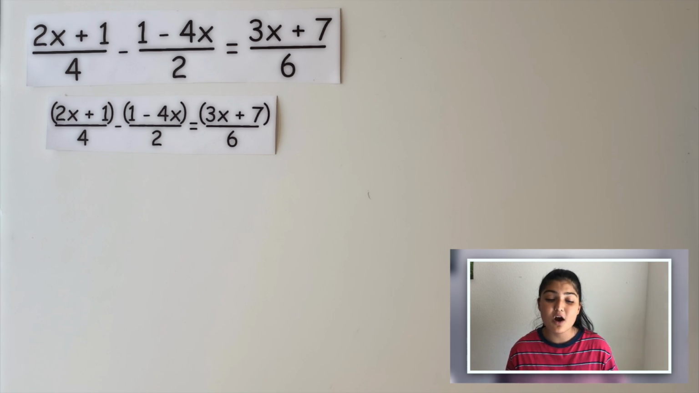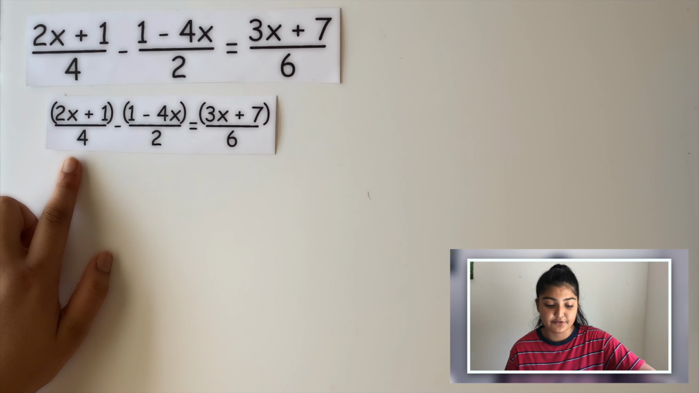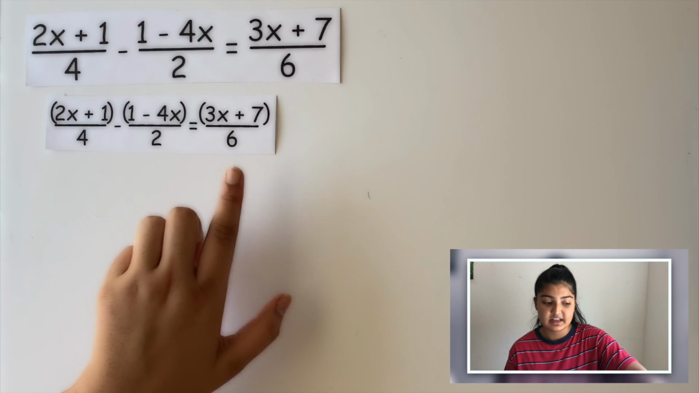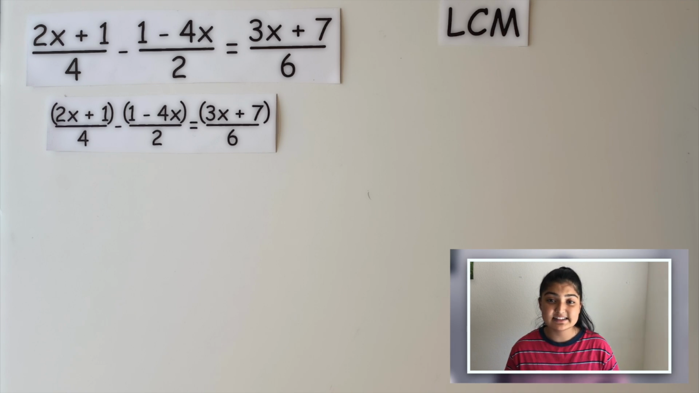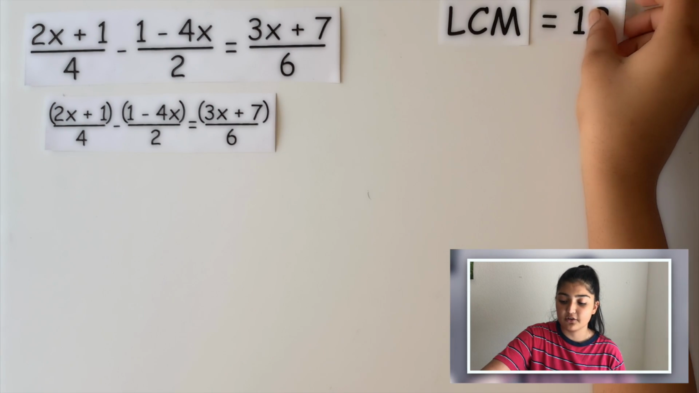Now, we want to get rid of these fractions. So let's find the least common multiple, or the LCM of these denominators. In other words, we need to find the LCM of 4, 2, and 6. Well, the LCM of 4, 2, and 6 is 12.